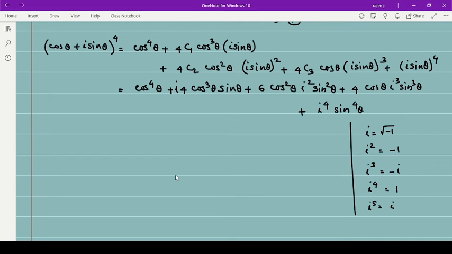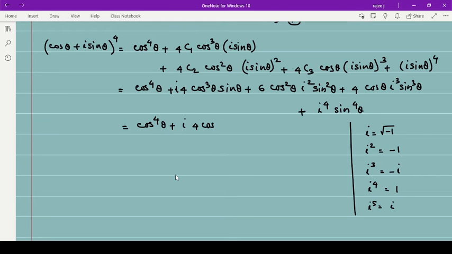So this is equal to, we will just write it. So cos raised to 4 theta. Now collect all those terms with I. So plus I into 4 cos cube theta. Actually, you can remove this step. Here itself, I square is minus 1, put minus 1, you can make it negative.